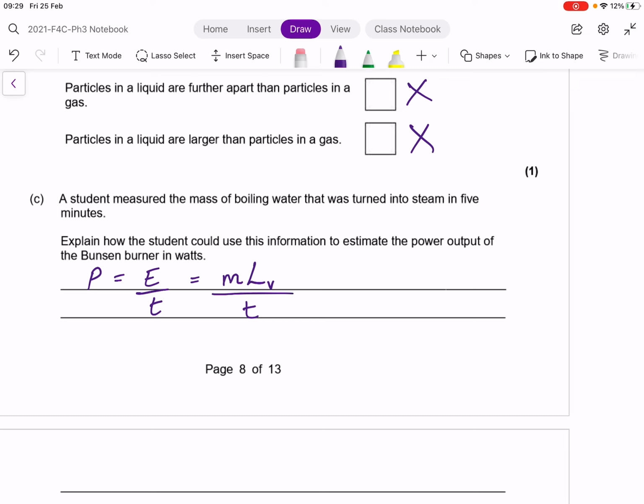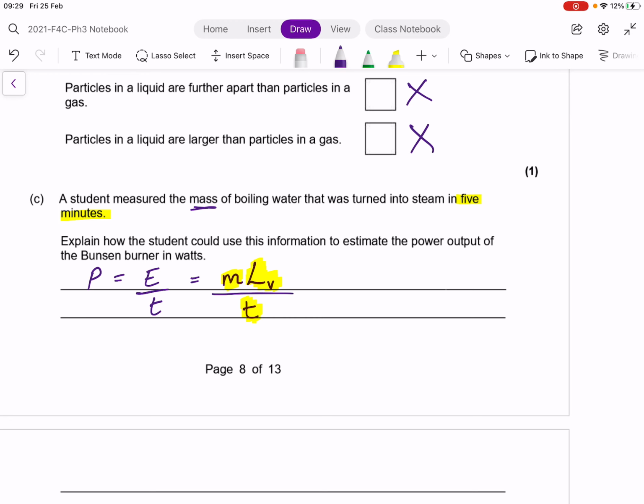So let's think, can I actually figure all these things out? Well, if I know the mass of the water, then that's good. The latent heat of vaporization of water, okay, if I know that, I can go on Wikipedia and find it out, that's okay. And then the time, well, yeah, sure, I know the time. The time is 5 minutes here.